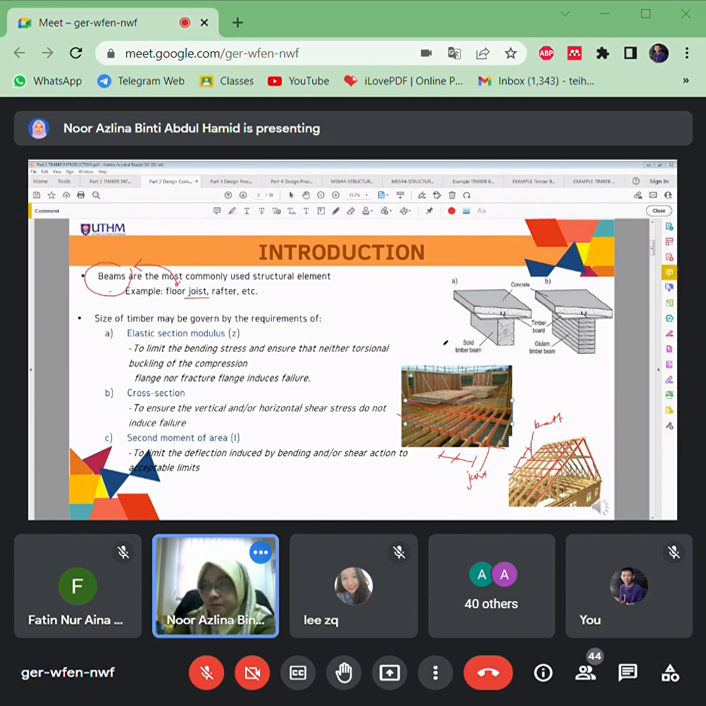All right, so in terms of the size of timber, it can be governed by Z here, which is the elastic section modulus, the cross section, which is the b times d of the timber, and then the second moment of area, which is b h to the power of 3 divided by 12. So this is how we govern the size of the timber. Some of it you can just refer to in the tables about the cross sections and the area of the timber, and according to the cross section or size of the timber, in the tables you can also directly determine its second moment of area or elastic section modulus.